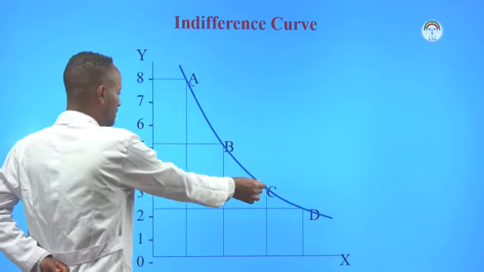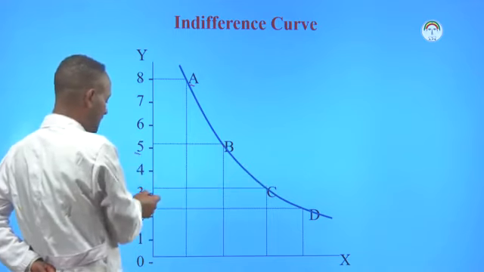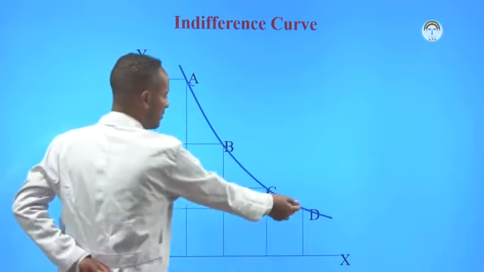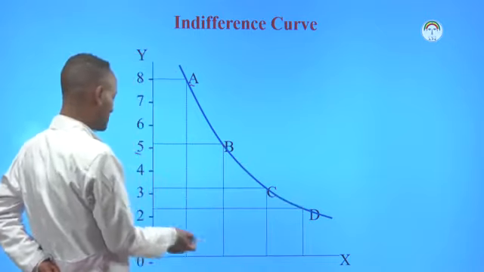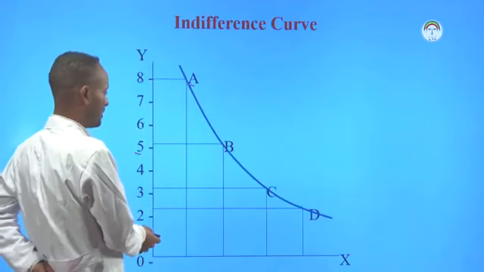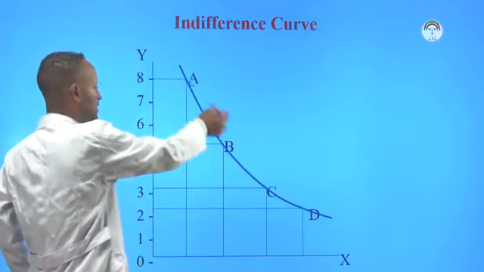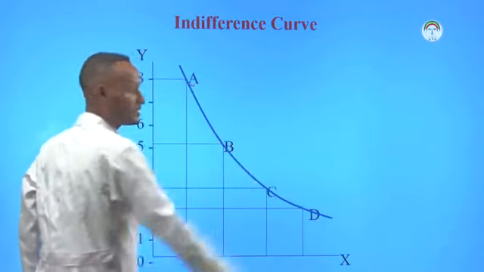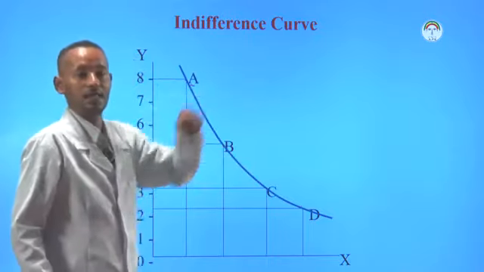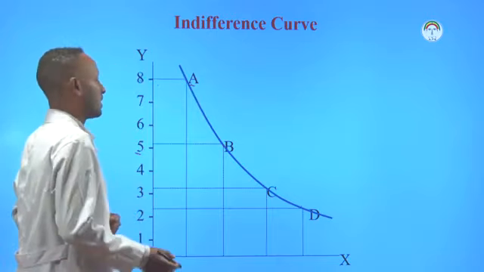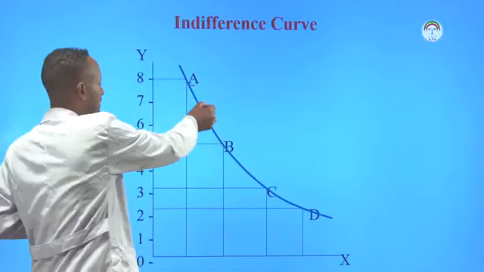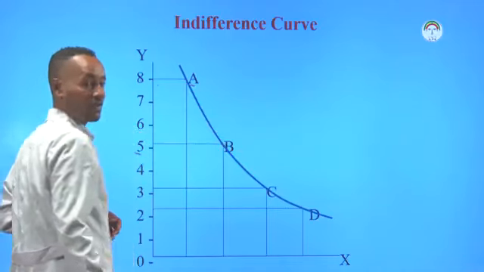Again, at this point, it is equal to that of the satisfaction that he got from 3 units of Y and 3 units of X. And at combination D, it is equal to the satisfaction that he got from the combination of 4 units of X and 2 units of Y. And when we join these points together, point A, B, C, and D, we get the indifference curve. This curve shows the various combinations of the 2 commodities that gives a consumer equal level of satisfaction. On the indifference curve, any point on the indifference curve gives equal level of satisfaction.